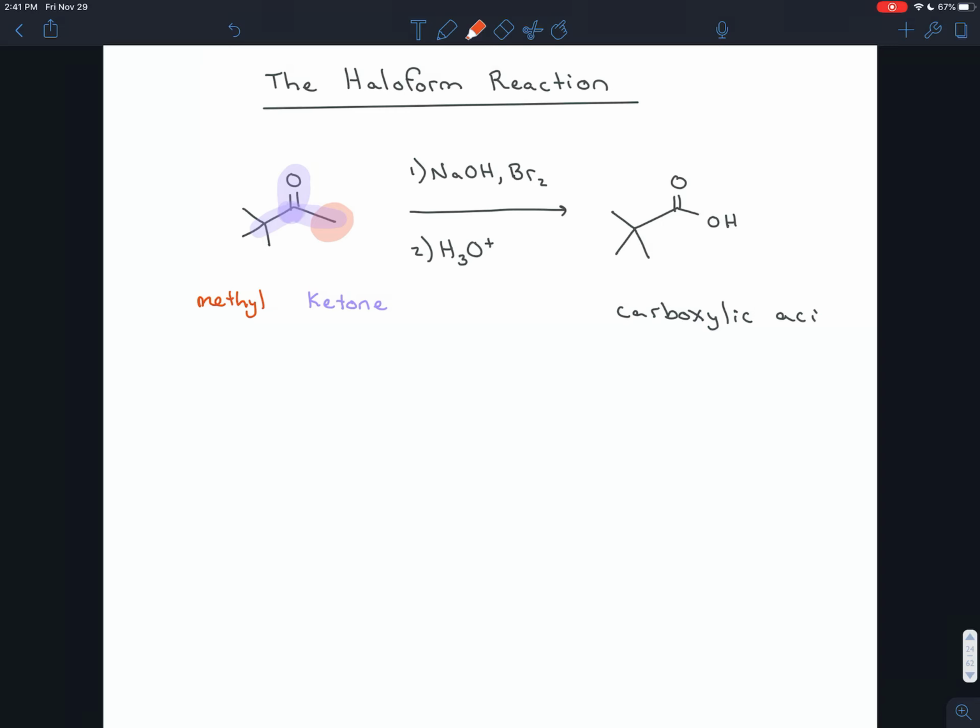So in the short term, the haloform reaction turns a methyl ketone into a carboxylic acid. But by doing that, it opens up all of the nucleophilic acyl substitution reactions that you learned for carboxylic acids and their derivatives. So effectively, now when you see a methyl ketone, you want to think, I can turn that into almost anything by first turning it into a carboxylic acid using the haloform reaction.